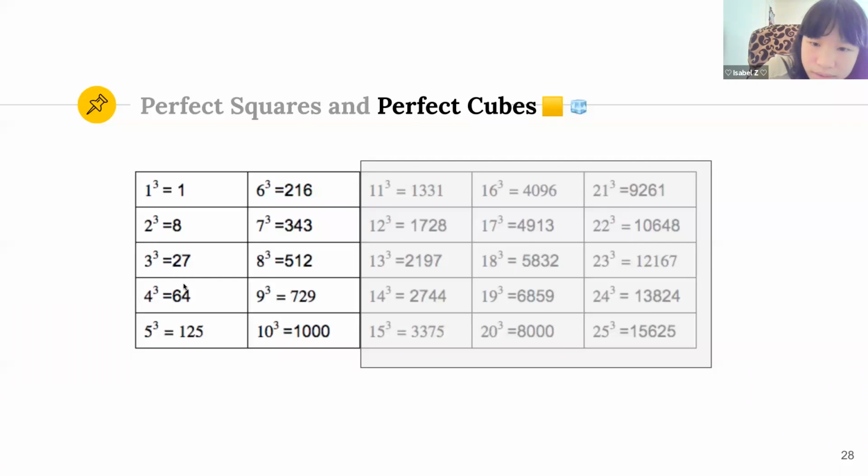64. Yeah, 64 is a square. It's 8 times 8, and it's a cube because it's 4 times 4 times 4. I think there is one more. 125. 125 is not a square. You guys can just shout it out if you find it. I'll wait a couple seconds.